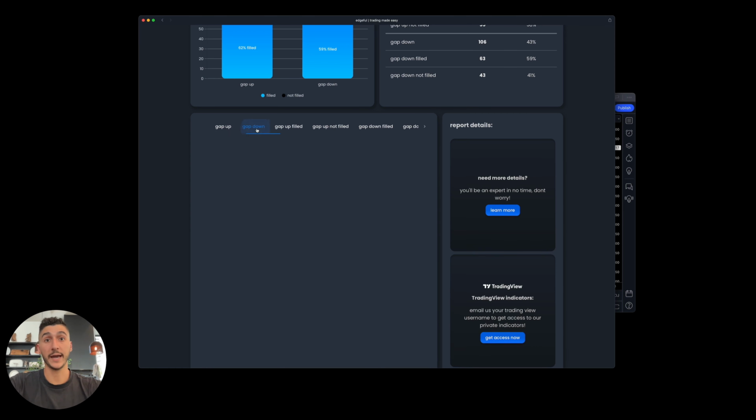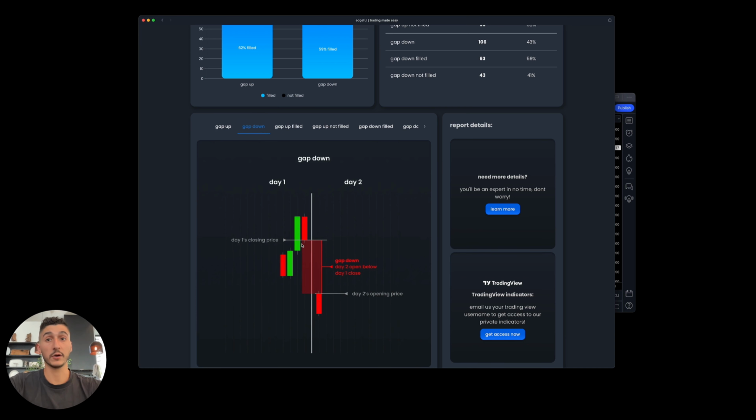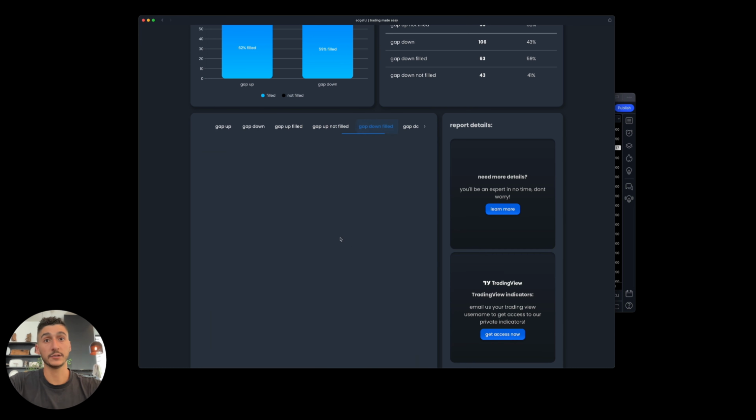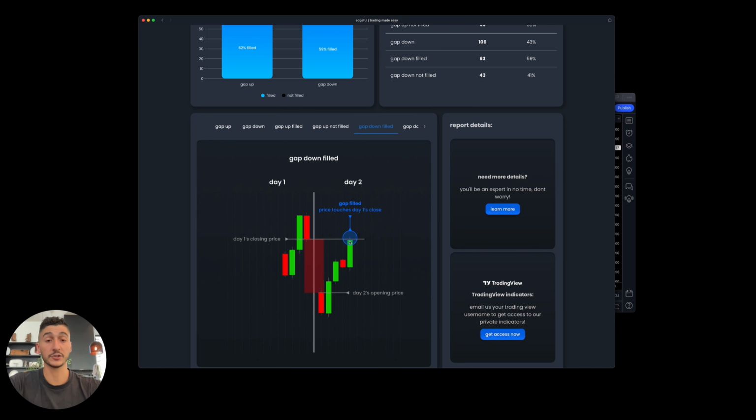The same thing goes for a gap down. So let's say price closes here at $100, opens the following day at $95. A gap fill is when price comes back up to touch the previous day's closing price on that day. So it has to touch on Tuesday.